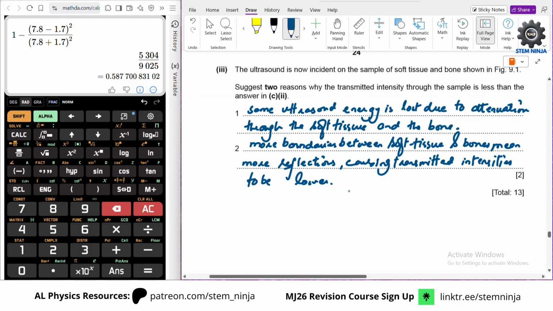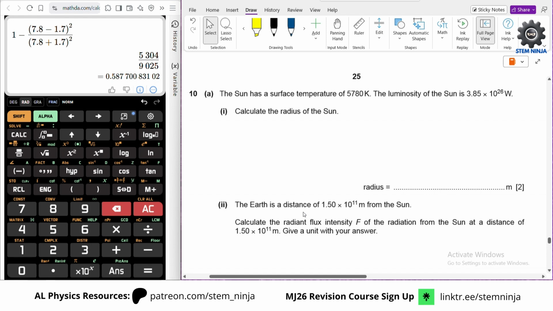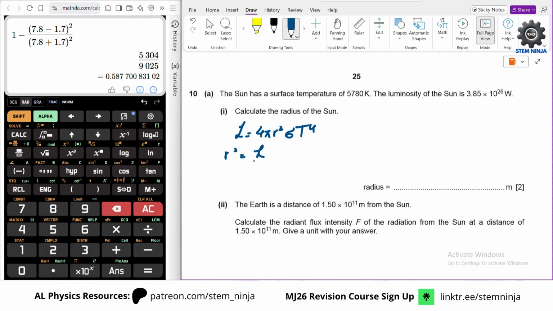Alright, this was the second last question. Let's move on to the last question. Question number 10. Sun has a surface temperature of 5780 Kelvin. Luminosity of the Sun is this. Calculate the radius of the Sun. So basically we know the Stefan-Boltzmann law. L is equal to 4 pi r squared sigma t raised to power 4. So radius squared is luminosity over 4 pi sigma t raised to power 4. Luminosity is 3.85 times 10 raised to power 26.